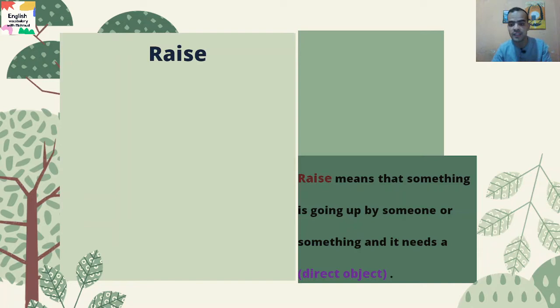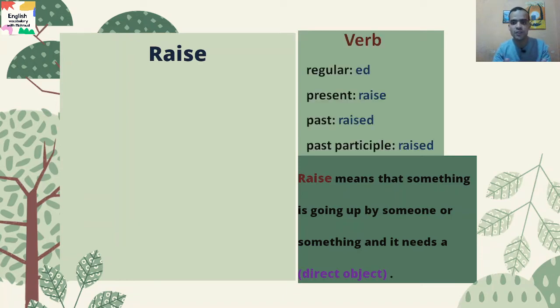And it needs a direct object, a receiver. A direct object is the receiver of the action. Raise is a verb, and it's regular. When we say regular, it must end with ed. The present form is raise, the past is raised, and the past participle is raised again, with ed at the end. Let's see examples to know more about raise as a verb.